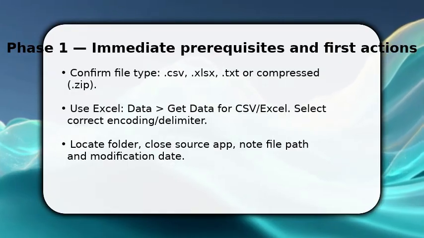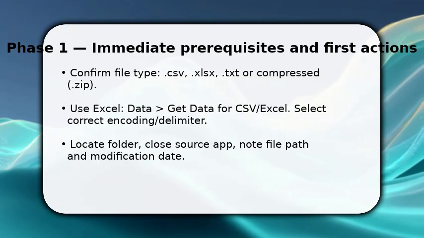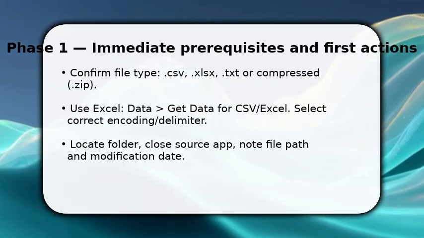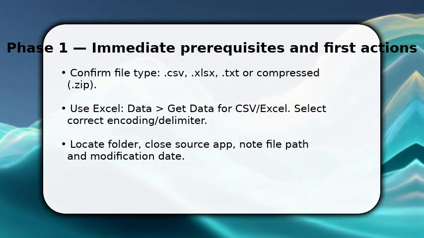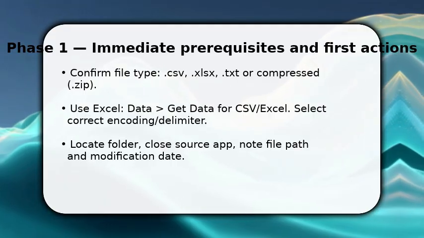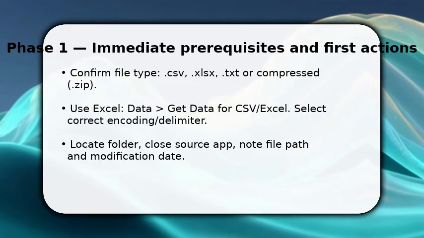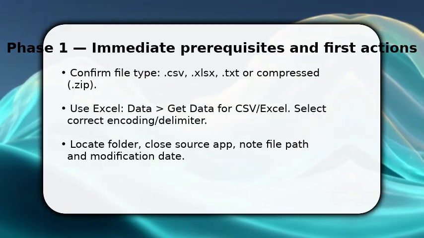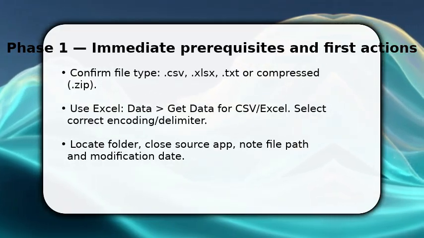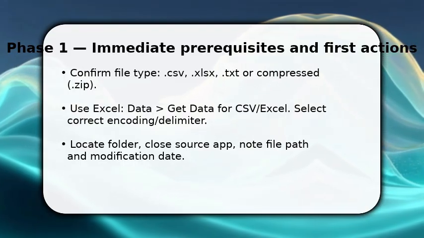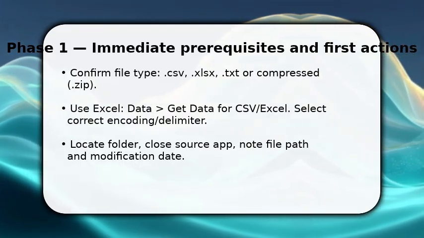You start by locating the dataset and confirming format because Excel handles CSV and XLSX differently. Open Excel and go to Data, Get Data, choose From File and pick the matching type. When prompted, set encoding and delimiter so values parse correctly. Once done, preview the first rows to verify headers and sample values.